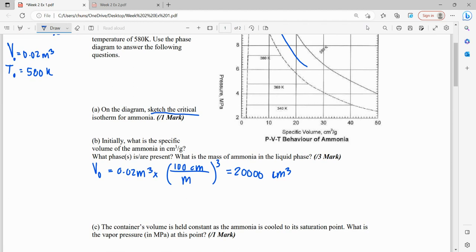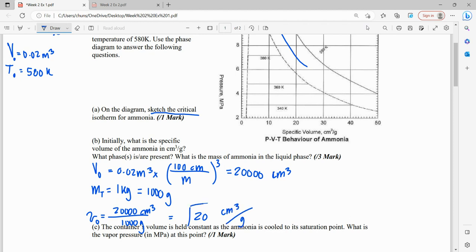We also know that we have 1 kilogram, which is equal to 1,000 grams. So when we put this all together, our initial specific volume is equal to 20,000 cm cubed over 1,000 grams. And this is equal to 20 cm cubed per gram.